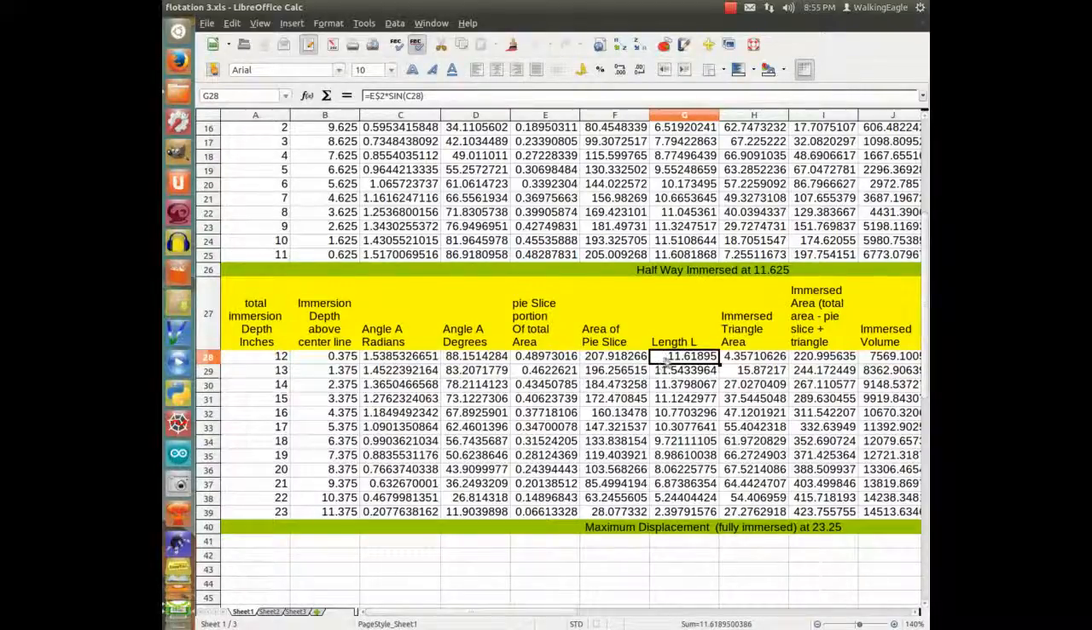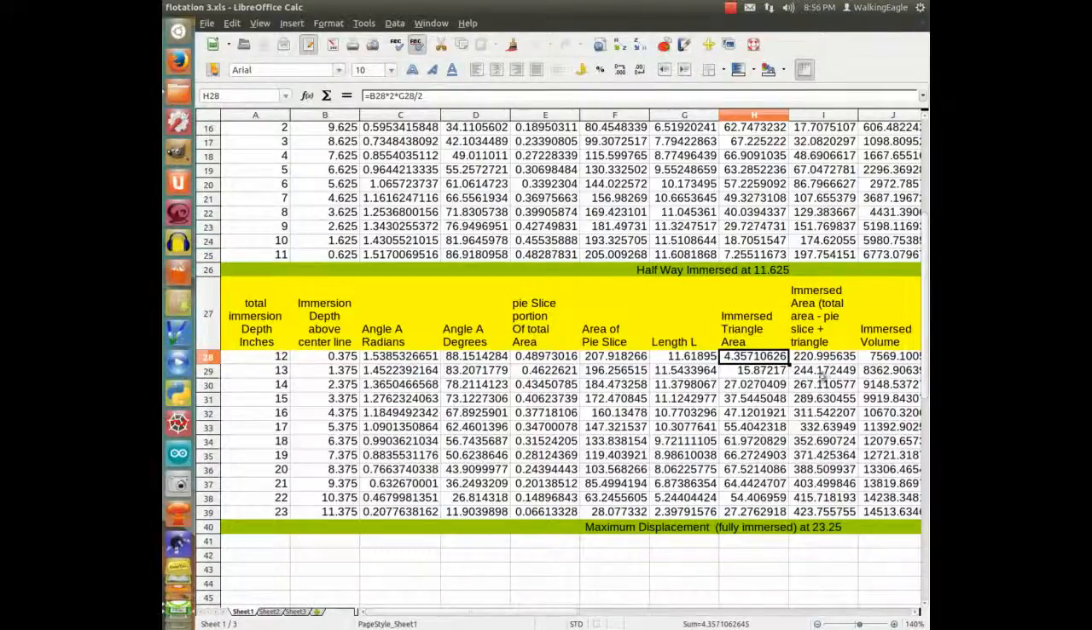And once I do that, you'll notice that as we start immersing the barrel more, the length L becomes smaller and smaller, because that pie slice is a much smaller slice as we start sinking this barrel. Our total immersed area, then I can calculate the immersed triangle area. I can then calculate that area of the triangle, because I multiply base times height and divide by 2.